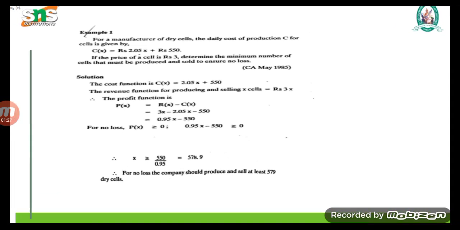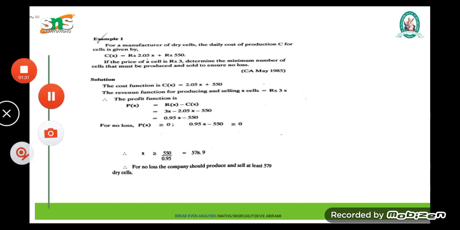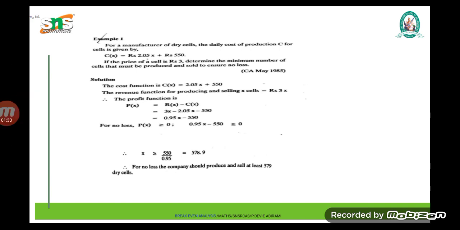My first problem is: for a manufacturer of a dry cell, the daily cost of production C for a cell is given by C(x) = 2.05x + 550 rupees. If the price of a cell is 3 rupees, determine the minimum number of cells that must be produced and sold to ensure no loss.